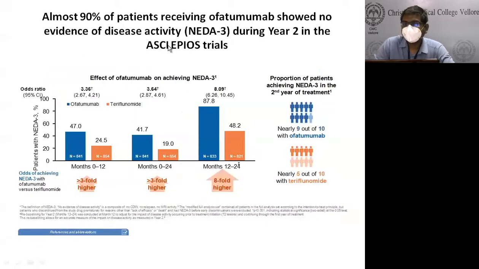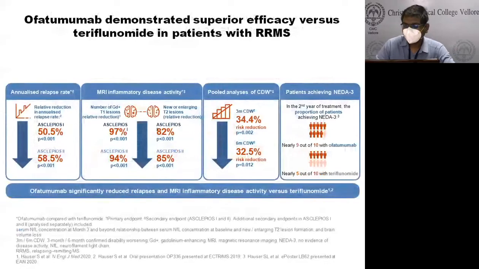In the ASCLEPIOS trial, they compared ofatumumab with teriflunomide, a moderate-efficacy oral agent. They found that the odds were almost 3 to 4 percent in the first and second year of achieving better disease control, a NEDA score of 3. The proportion of patients achieving a NEDA score of 3 in the second year of treatment was 9 out of 10 with ofatumumab, whereas it was only 5 with teriflunomide. Everything, including the ARR and the inflammatory disease score, was better with ofatumumab compared to teriflunomide.